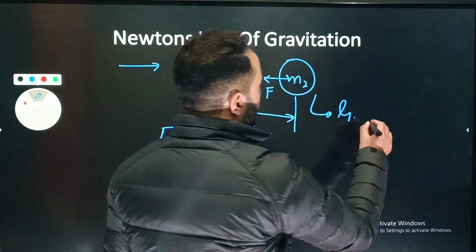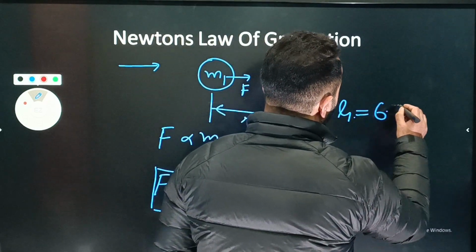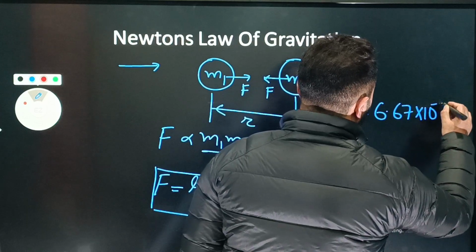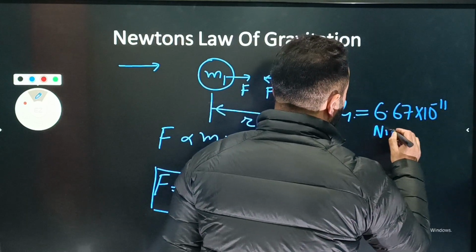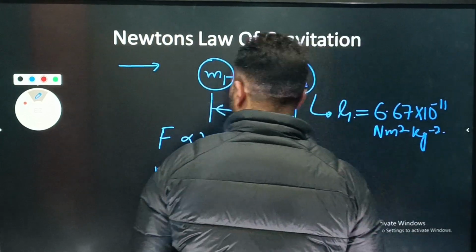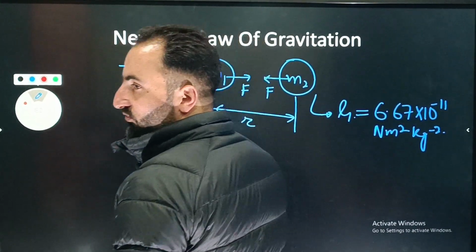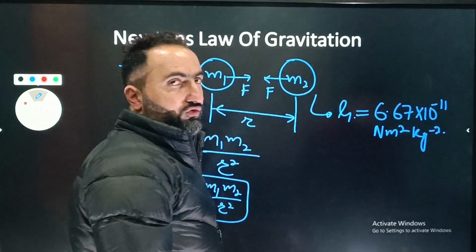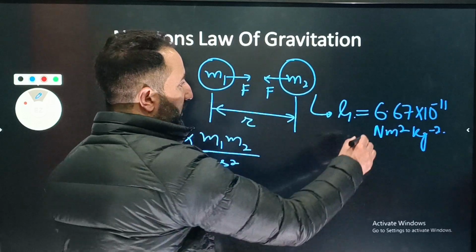First of all, the value of G is 6.67 into 10 raised to the power minus 11 Newton meter square per kg square. Its value is 6.67 10 to the power minus 11 Newton meter square per kg square. So the unit is simply Newton meter square per kg square.